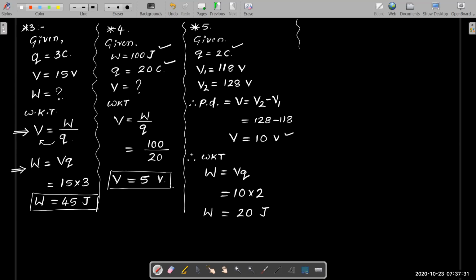If you want, you can write the answer in terms of a sentence. Once you get the final answer in terms of numericals, you can write the answer in terms of sentences also.